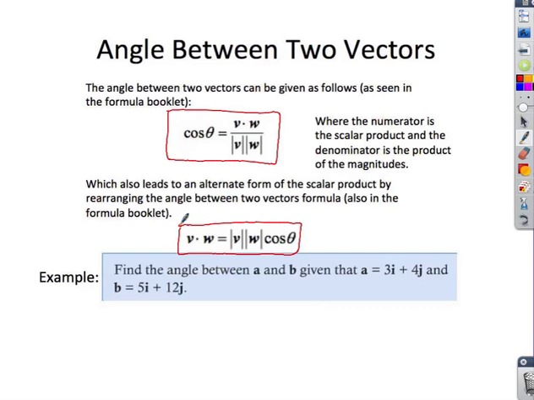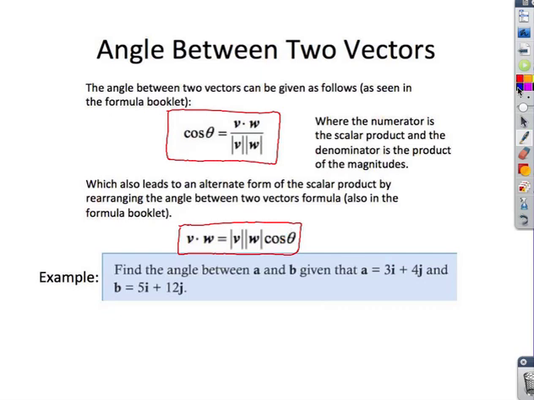It can also actually be used as another form of finding the dot product of two vectors. So the dot product of v and w is the absolute value of v times the absolute value of w times the cos of the angle in between them. So you could use that if you knew the cosine of the angle between the two vectors, and then obviously knew the two vectors as well. All right, so here's a calculation. The example says find the angle between vectors A and B, given that A is 3i plus 4j and B is 5i plus 12j.